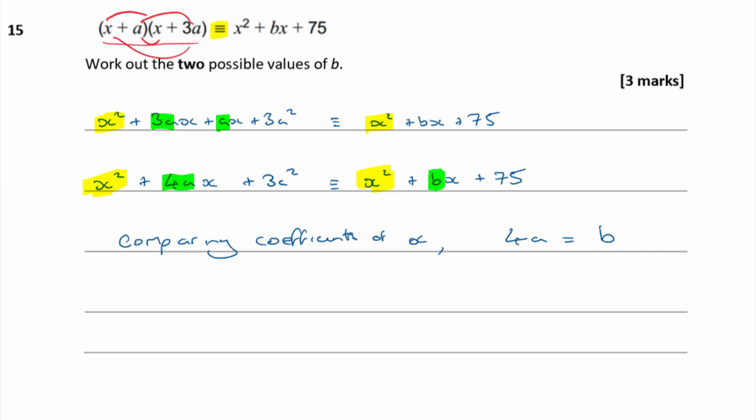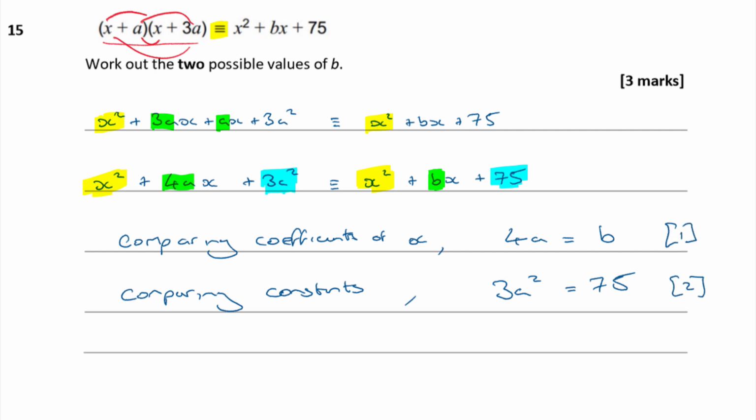Okay, and now we can also do that with the constants at the end. This 3a squared, if these two things are identical, these two constants must be the same as well. So that 3a squared must be equal to 75. We're going to call that comparing constants. That's going to give us 3a squared is equal to 75. So you can see we've got a pair of simultaneous equations. The first one's actually linear and we can solve it for a. Once we know that, we can sub it into the other one and we can solve it for b.